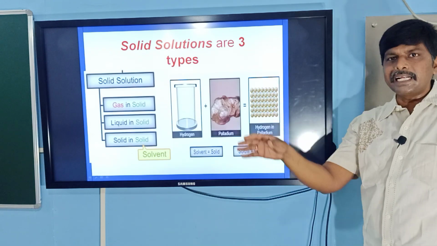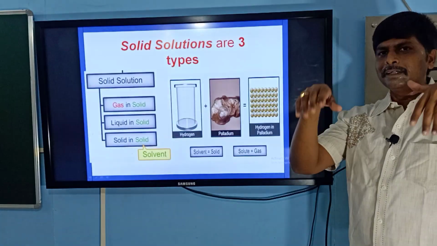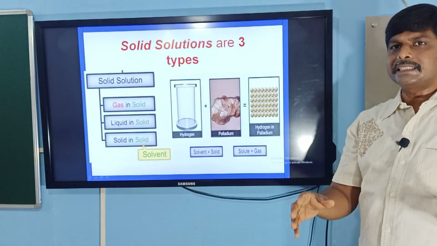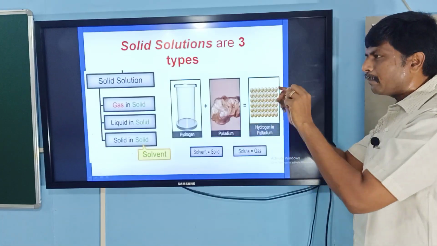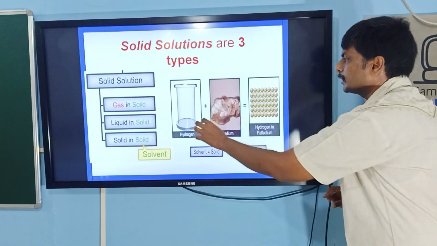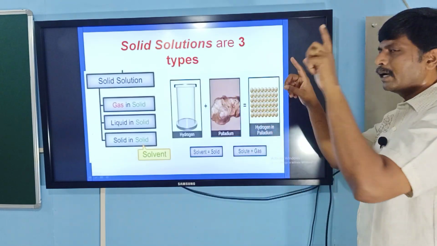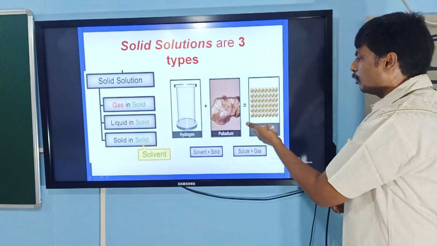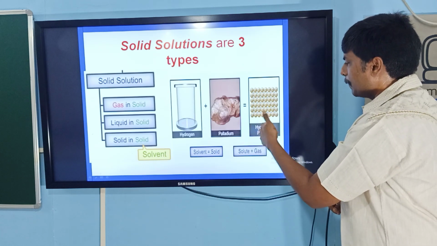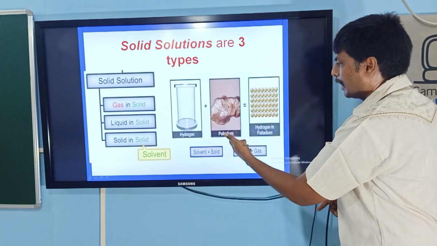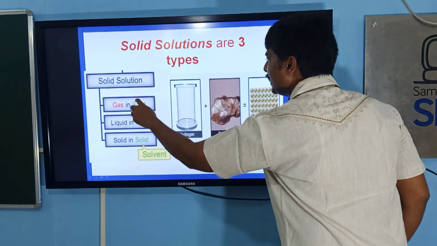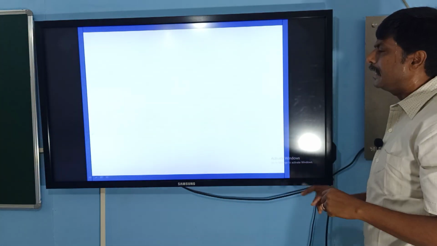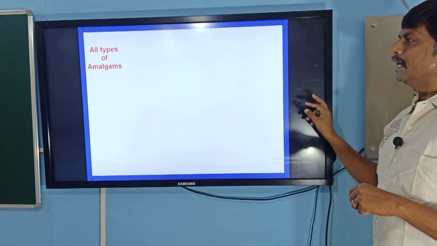In the crystal lattice, in the solid state chapter you already learned, all the metal atoms are palladium atoms. In these gaps, this hydrogen occupies and forms a homogeneous mixture. This homogeneous mixture is the mixture of hydrogen and palladium. You can consider it a solution of gas in solid. Second variety, liquid in solid.